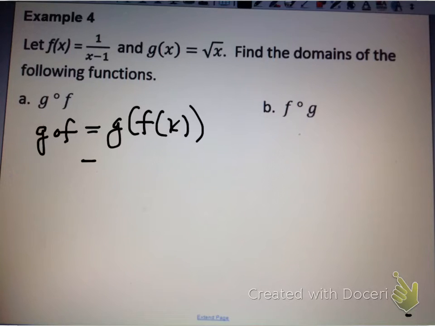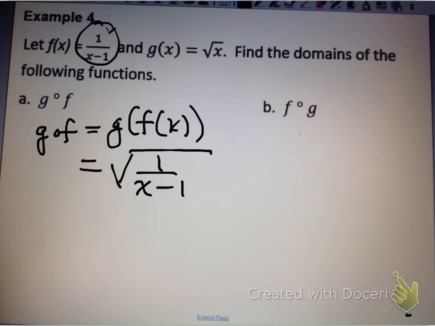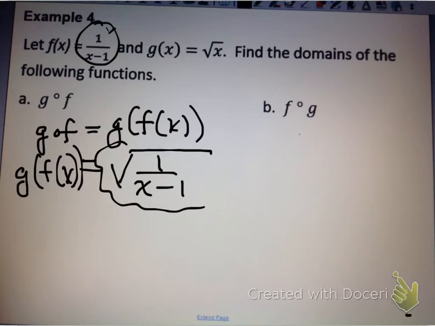So I'm going to take f of x and plug it into g of x. Here is my f of x, and everywhere I see x in g of x, I'm going to plug this in. So I'm going to have the square root of 1 over x minus 1. So this is g of f of x, and we can circle this.